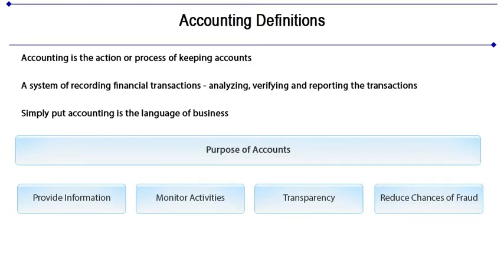Different institutions have defined accounting differently. But basically, accounting is the action or process of keeping accounts. The Webster Dictionary defines accounting as a system of recording financial transactions, analyzing, verifying, and reporting the results. Simply put, accounting is the language of business.